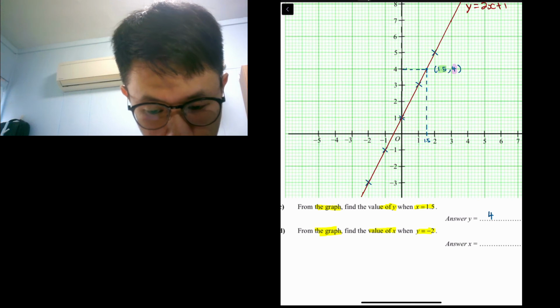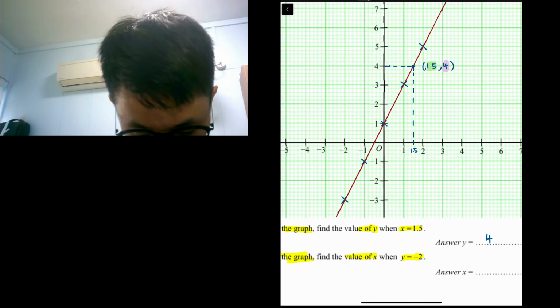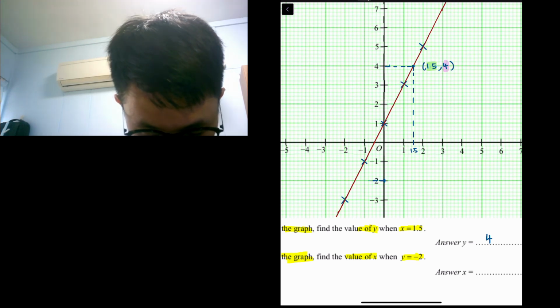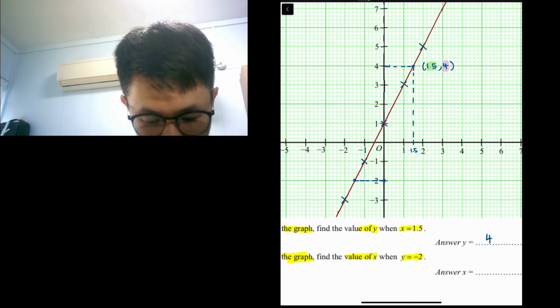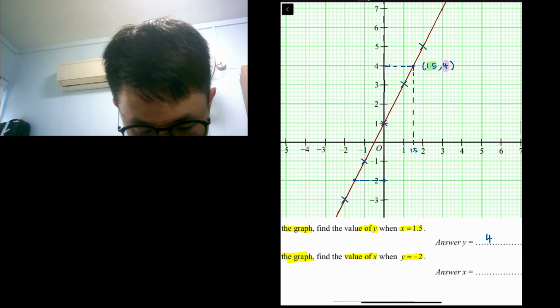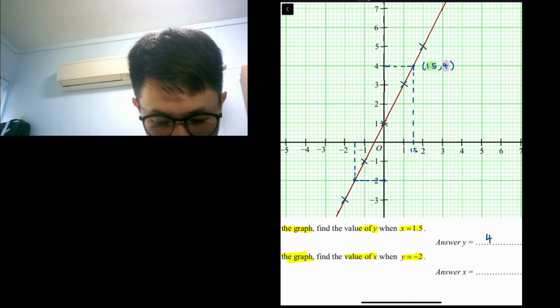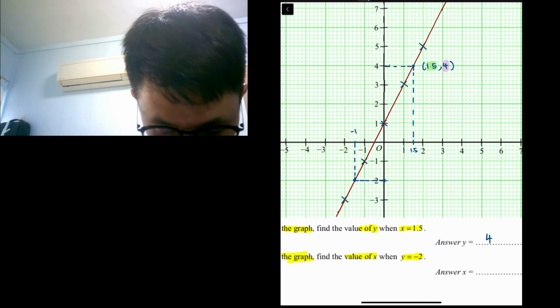So in this case, when y equals negative 2 is actually here, right? It's this horizontal line here. Okay, so we're going to draw a horizontal line to hit the graph, and we find that there is a point on the line where y equals negative 2. So we draw another dotted line upwards, make sure it's perpendicular at all times, and we know that this value here is negative 1.5.